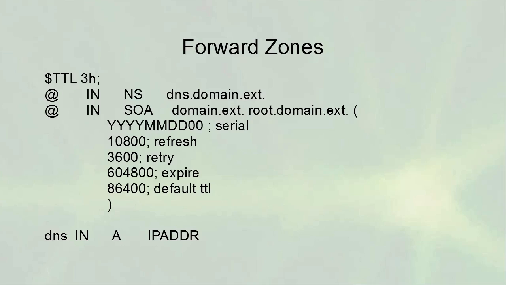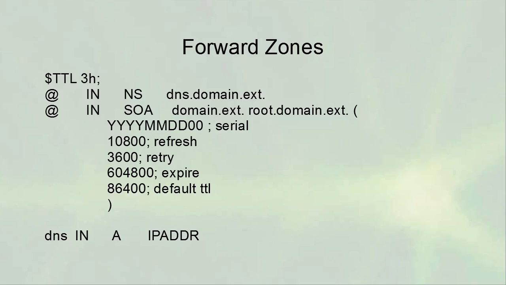The @ sign means for the entire zone. So @ in ns dns.domain.ext. You see that trailing dot? That's important. Basically, this is a record for this zone, and this zone is defined as whatever's in the named.conf file. It's saying that the name server for this zone is dns.domain.ext.